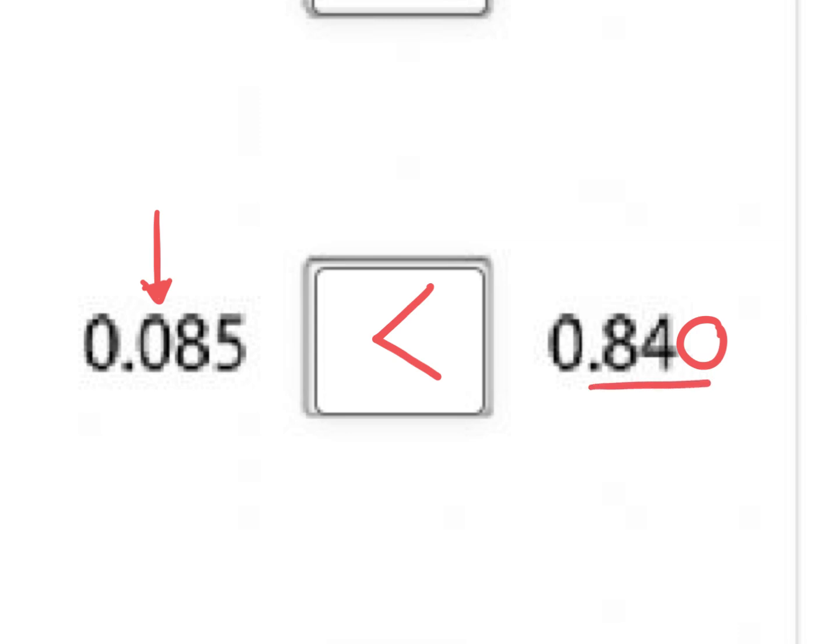But when we make them both out of thousandths, oh my gosh, 85 thousandths is so much smaller than 840 thousandths. You can't just ignore a 0 that's in the middle of the problem. So just making sure we're paying attention to that. And we're going to practice this more tomorrow.